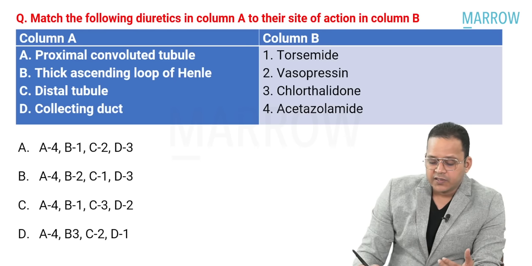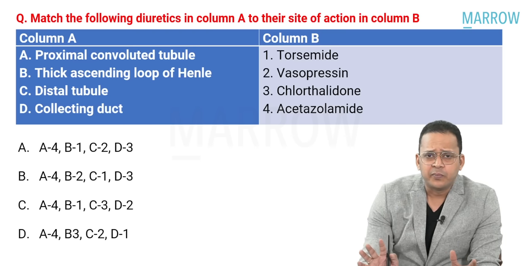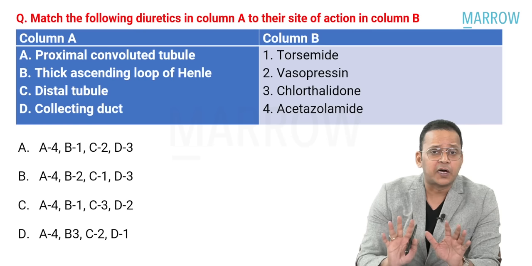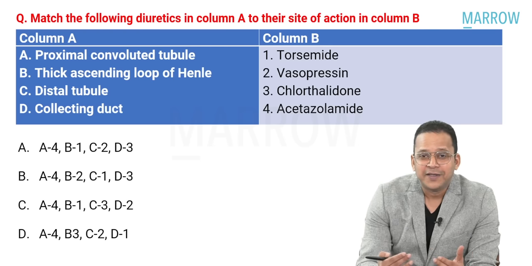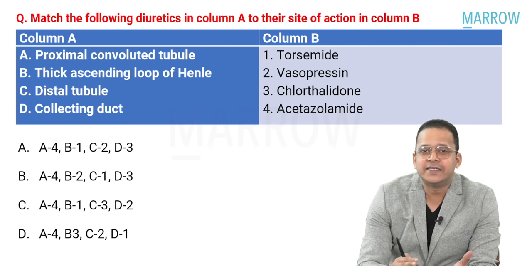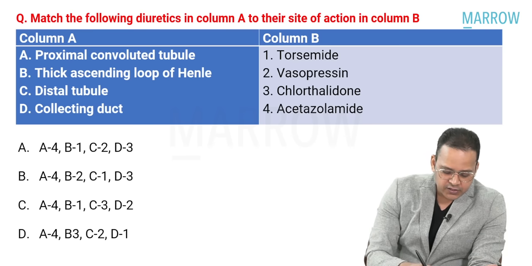Match the following diuretics in column A to their site of action in column B. There were a lot of match the following, but as far as pharma is concerned, the match the following MCQs were not difficult, right? I mean, the matches were quite easy. The only thing was you had to have patience to match. So let us match here.